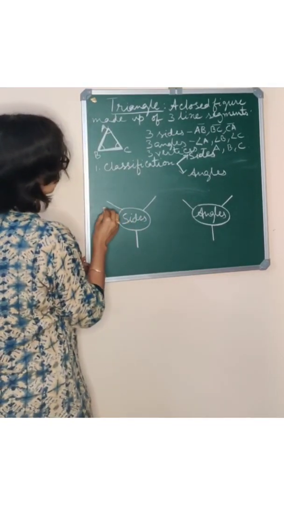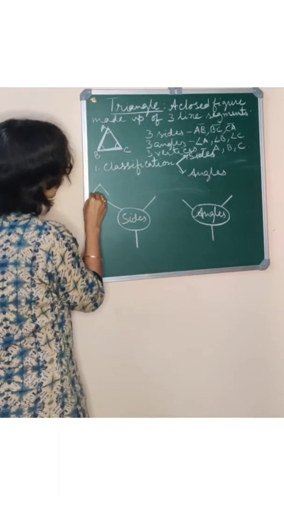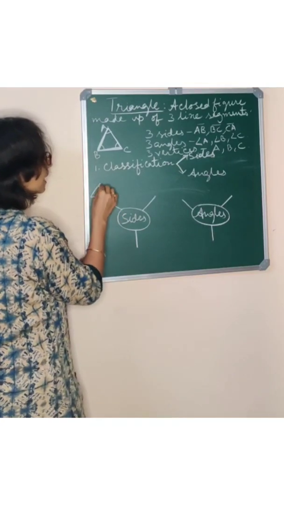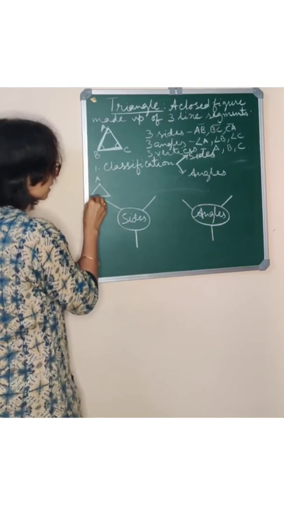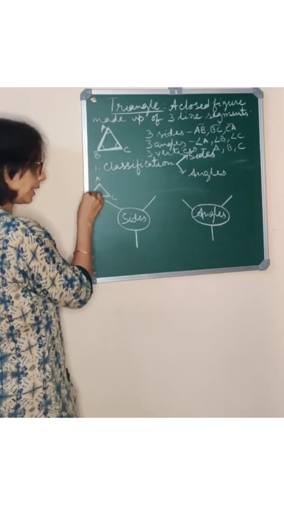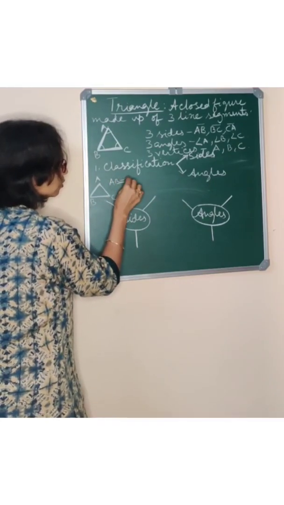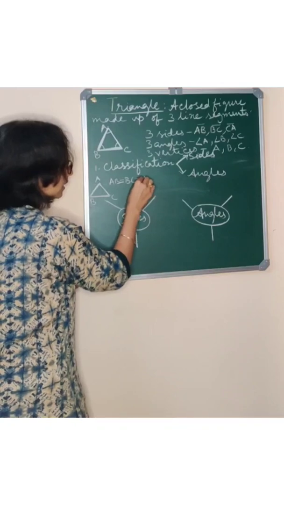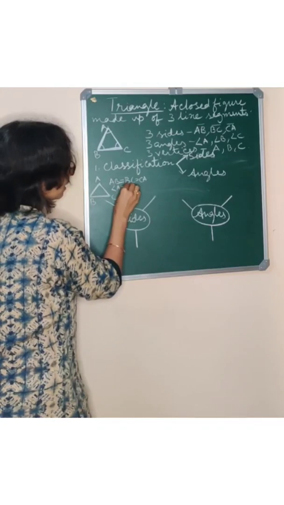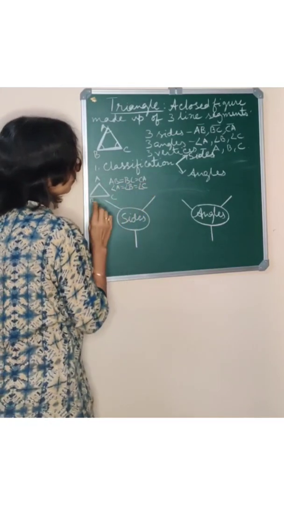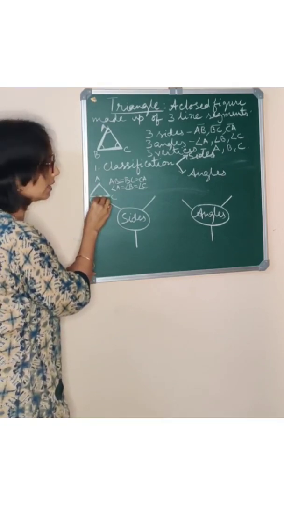First is the equilateral triangle. What is an equilateral triangle? A triangle whose three sides are of equal length. That means the length of AB is equal to BC is equal to CA. And the three angles are also equal: angle A is equal to angle B is equal to angle C. So this is your equilateral triangle.